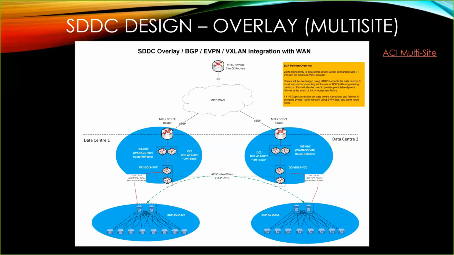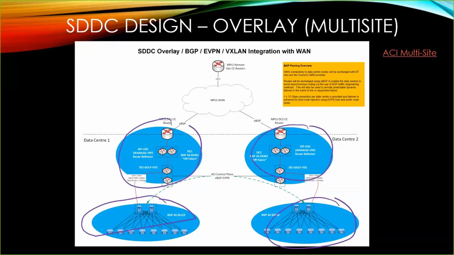Okay, so this really just reiterates what I was talking about. On this diagram, we have 4 segments of the network, or that's what it appears like now. We have data center 1 and data center 2, which is off fabric, and then we have data center 1 and data center 2, which is the ACI fabric, and that's where all our servers are connected.